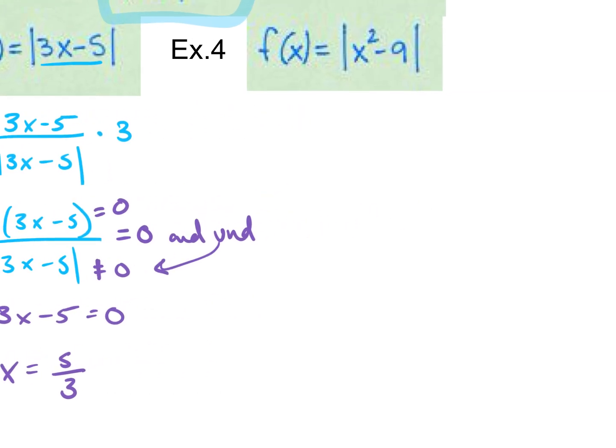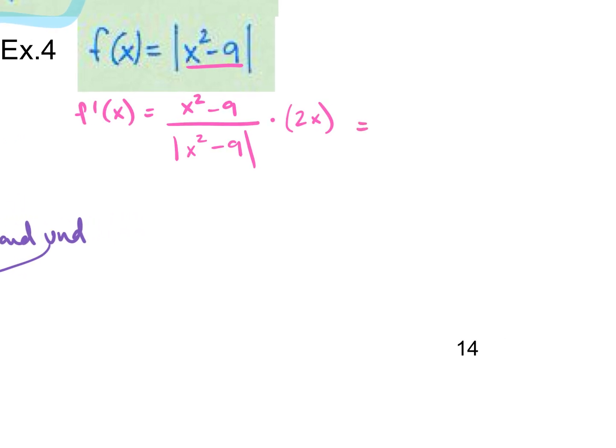Let's do example 4. So first let's find our derivative. We write the inside up top, so x squared minus 9. The absolute value goes to the bottom, so absolute value of x squared minus 9. And then we multiply that times the derivative of the inside. What's the derivative of x squared minus 9? 2x, perfect. So that gets multiplied to the top. To write this a little bit better, we could say 2x times x squared minus 9 over the absolute value of x squared minus 9.